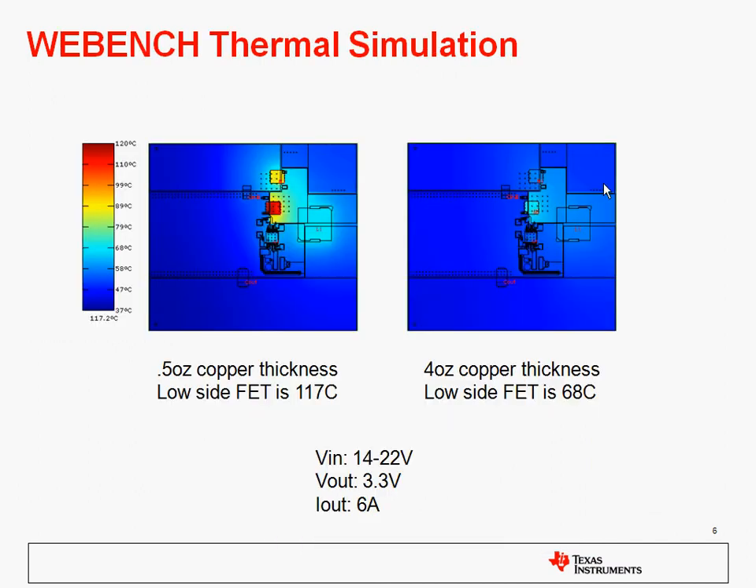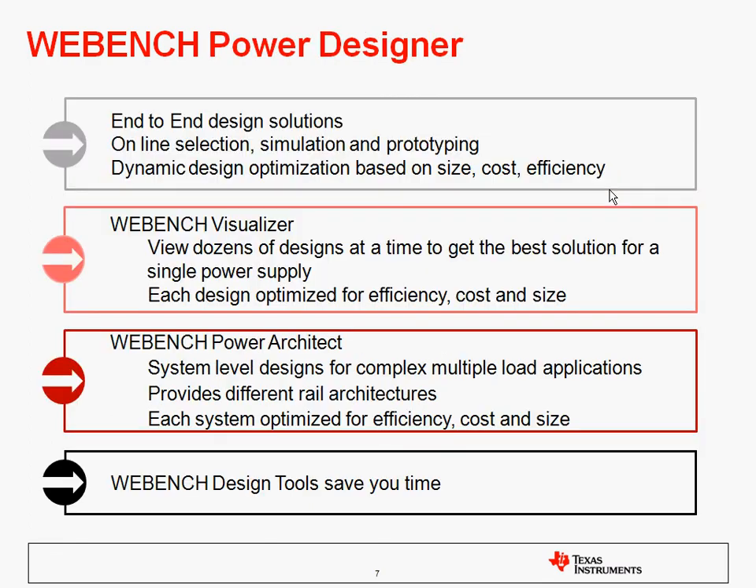Here's an example of a simulation that was run using 2 different copper thicknesses. On the left side, you'll see that the low side FET is actually 117 degrees C, which is dangerously close to the 125 C operating limits. You can also see the effect of the co-heating there. The low side FET and the high side FET are relatively close together. This is something that the simulation will give to you that you cannot determine simply by using theta JA. In this case, on the right side of the screen, we increased our copper thickness to 4 ounces. That lowered the temperature of the FET down to 68 degrees C.